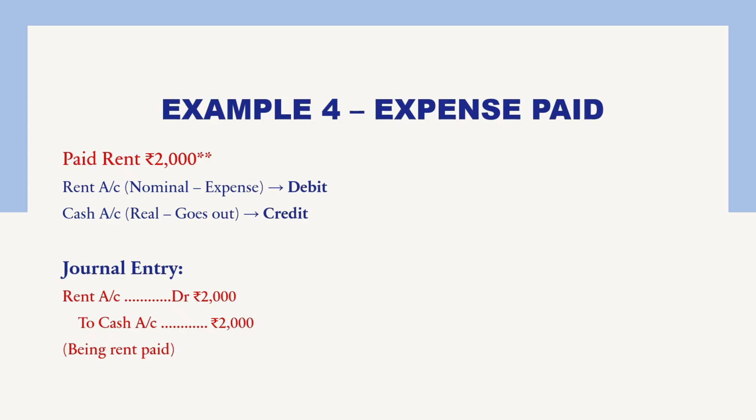Rent expense account will be debited. Cash account, which is going out. So whenever cash is going out, you have to credit the account. So the journal entry will be rent account debit to cash account. Being rent paid will be our narration. So these are the transactions.